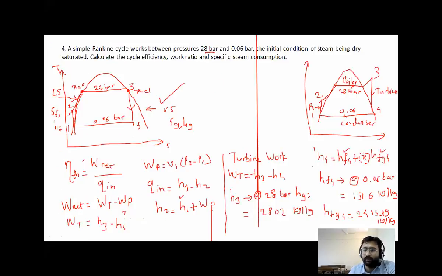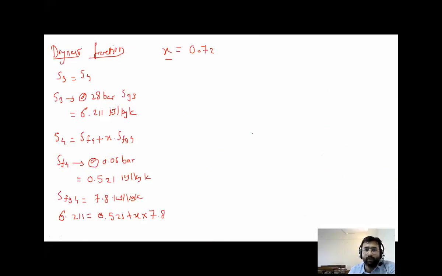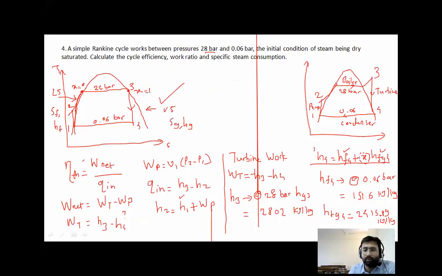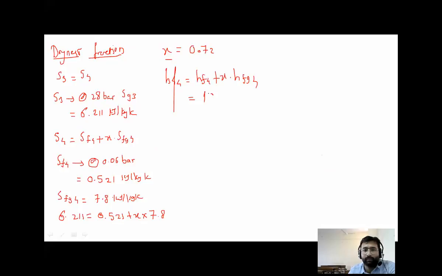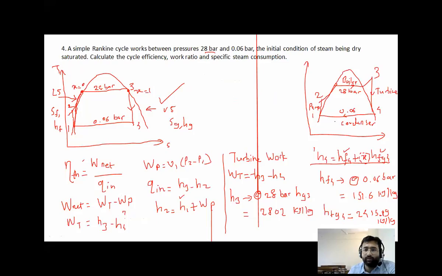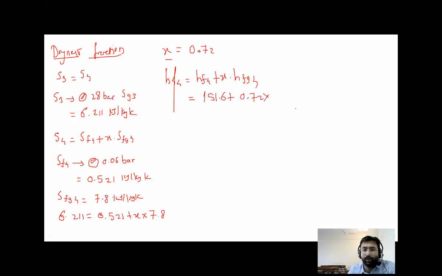Now, I will write this H4 equation once again. H4 is equal to HF4 plus X into HFG4. Here HF4 is 151.6, plus X we have just calculated, 0.72. What is HFG4? 2415.9. So calculate the H4 value.